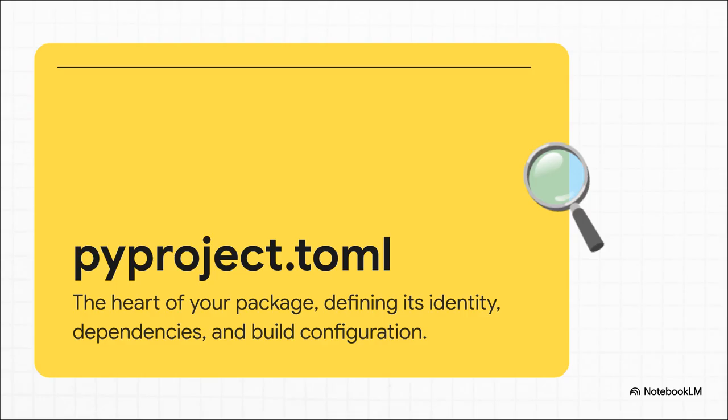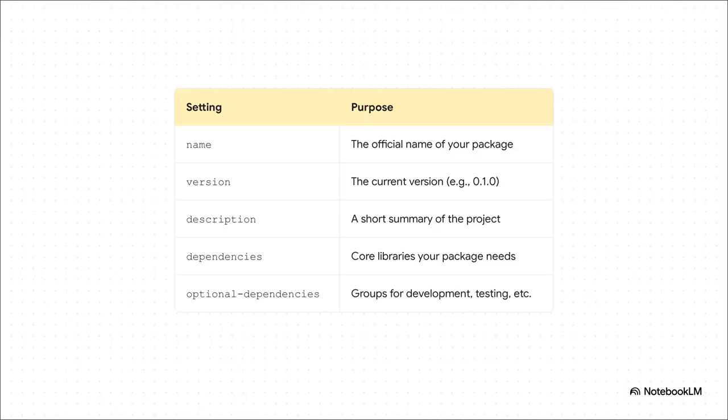It's called pyproject.toml, and you need to think of this file as the absolute heart of your package. I love the analogy of it being your project's official ID card, or maybe even its passport. It holds all the vital information: its name, its version, and most importantly, exactly what other libraries it needs to function. And trust me, looking inside this file is not scary at all.